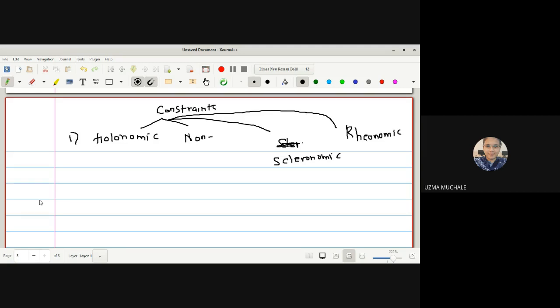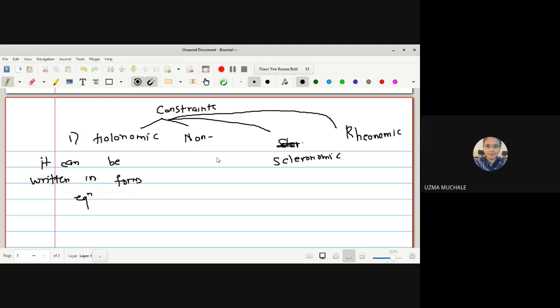So just now we have discussed in the definition that a constraint can be written in the form of an equation. A constraint relation, when it is expressed in terms of an equation, is called a holonomic constraint. That means if the constraint equations we have got can be written in the form of an equation, it is called a holonomic constraint. Okay.